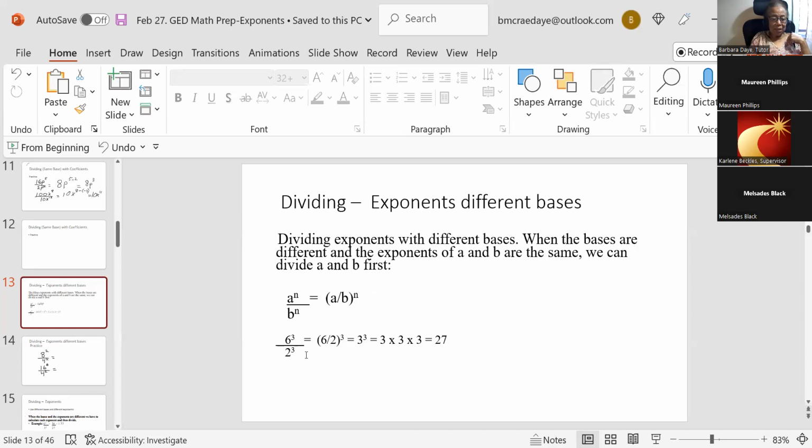Now, if you apply it to a number, 6 to the third over 2 to the third, you divide 6 by 2, that gives you 3, then raise it to the power of 3, and that means 3 by itself 3 times, it gives you 27. Any questions? So the bases are different, so the answer would be either 3 to the third power or 27. That's correct, Mercedes. Very good.